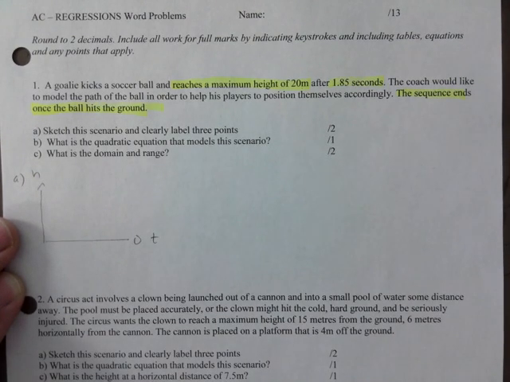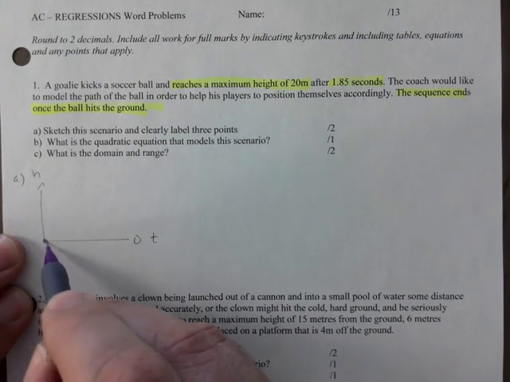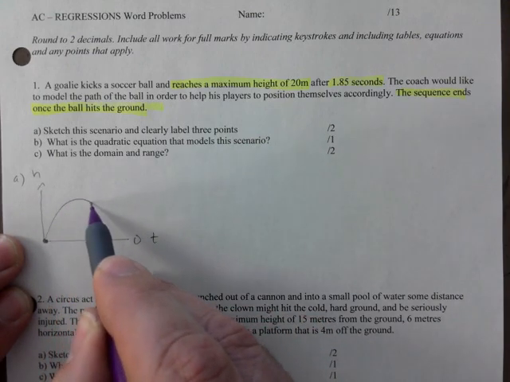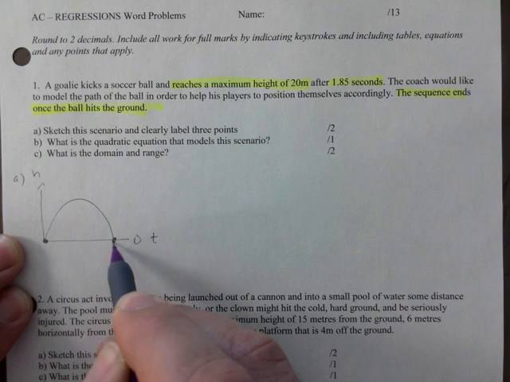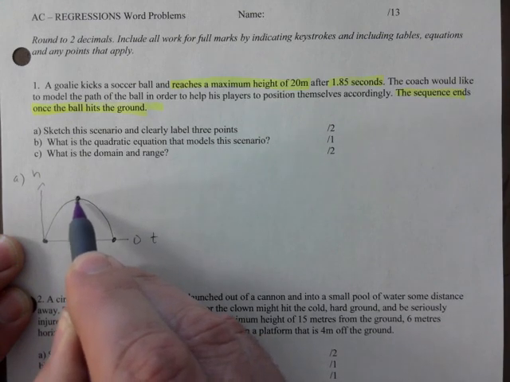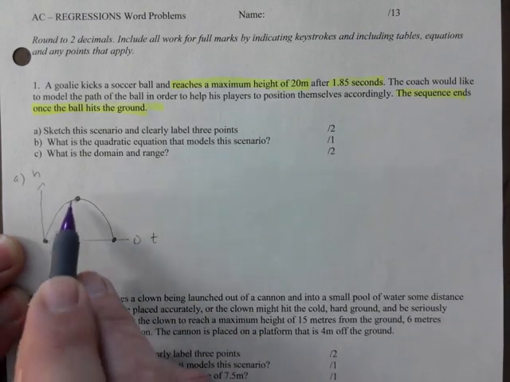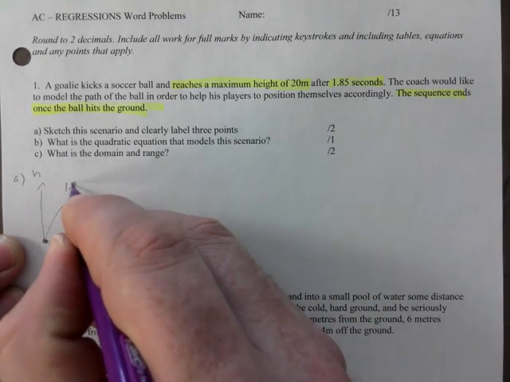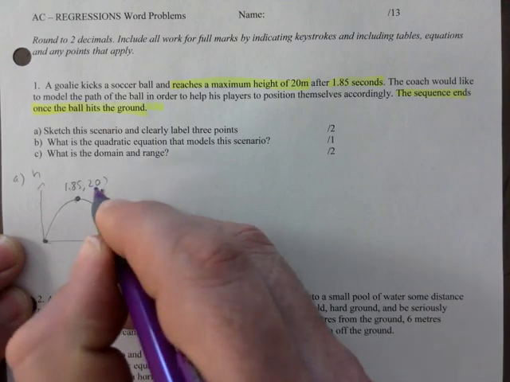Okay. So we're starting on the ground. It's a soccer ball, right? You're hitting it up and then it hits the ground here at some point. So there are 3 points that we're interested in: the ones that are across each other and the vertex. Vertex is given, right? So 1.85, 20.